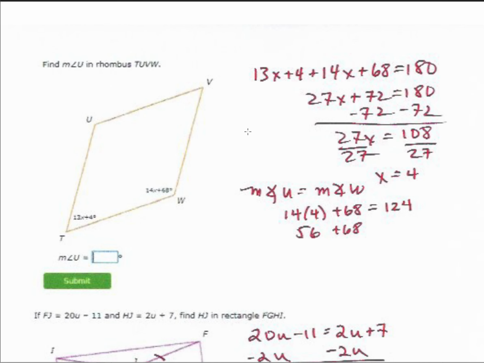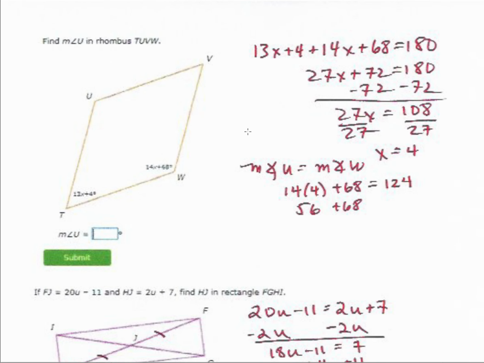All right, next up, find the measure of angle U in rhombus TUVW. The U will be equal to W. So first, since they're consecutive, again, let's add them up to 180. When I combine like terms, I'll get 27 x's plus 72 is 180. Subtracting 72, I get 108, dividing by 27, and I get x is 4. But U equals W, so W is going to be 14 times 4, which is 56, plus 68. That adds up to 124.